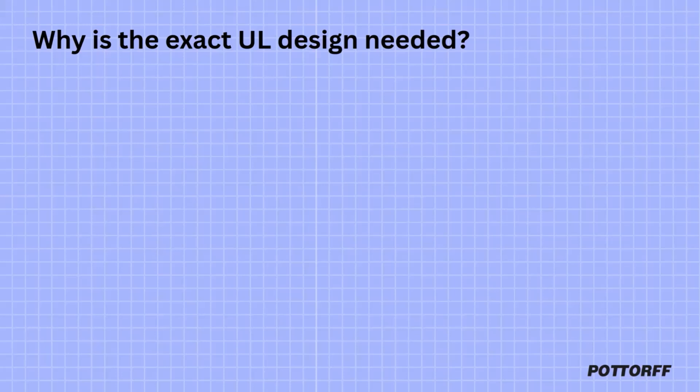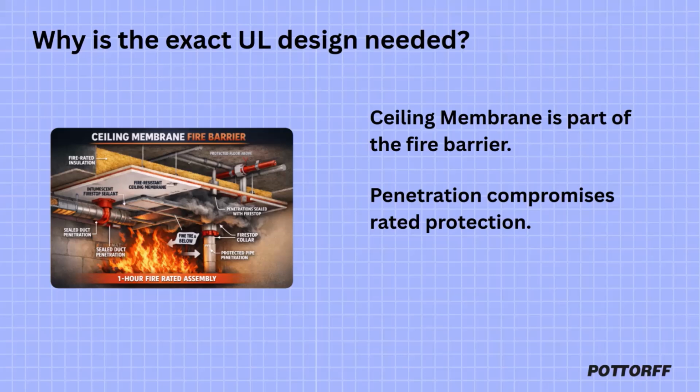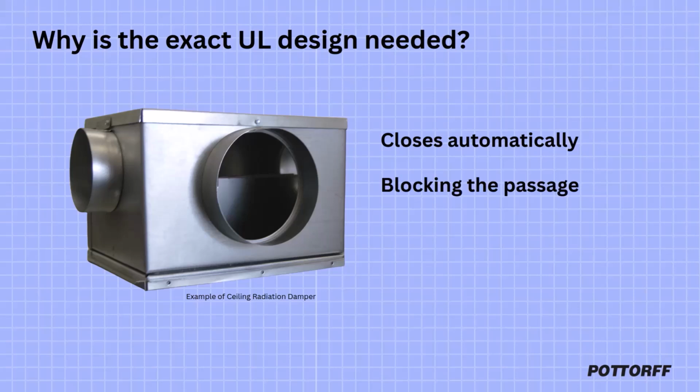Why is that, Josh? Here's the reason. The ceiling membrane is part of the fire barrier. If you penetrate it, even for a small air diffuser or return grill, you've compromised the rated protection unless a tested device restores it. That's where a ceiling radiation damper comes in. It's designed to close automatically during a fire when the fusible link melts, blocking the passage of heat and flames through the opening. And that's not optional.